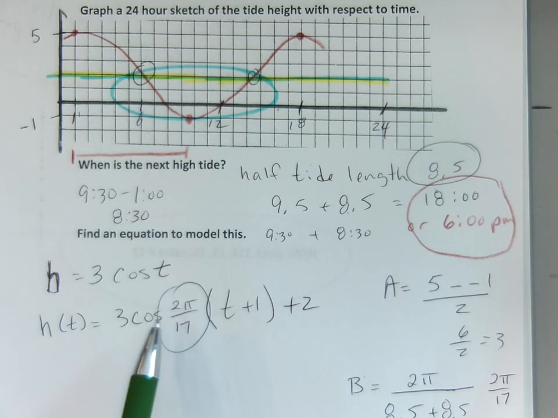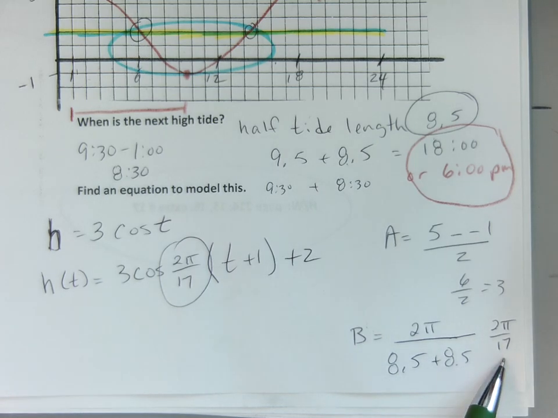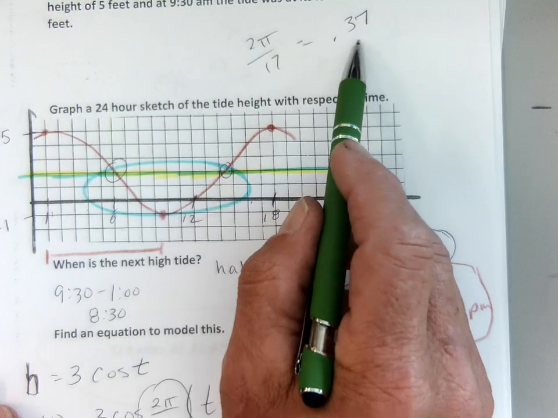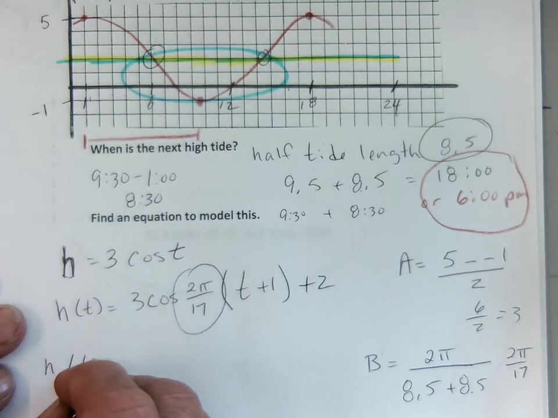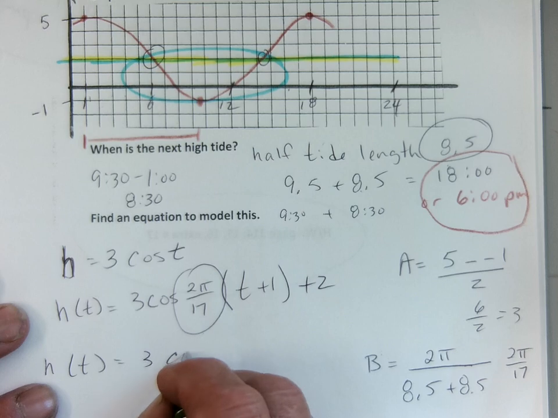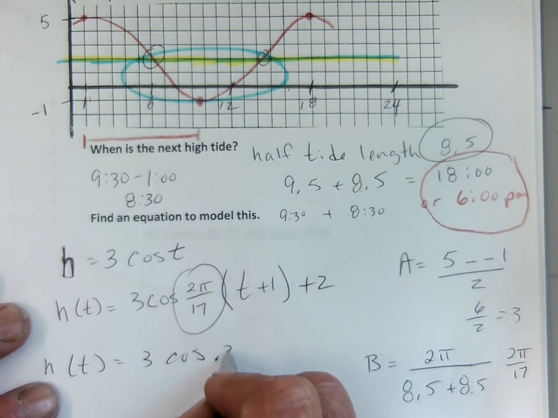Now the b, which is the frequency, is always, always, always 2 pi divided by the full tide. 8.5 plus 8.5, which is 17. So that's b. The decimal equivalent of b is 0.37, but it's 2 pi over 17. So h of t is equal to 3 cosine of, and if I want a decimal of that, I use my calculator, 0.37.